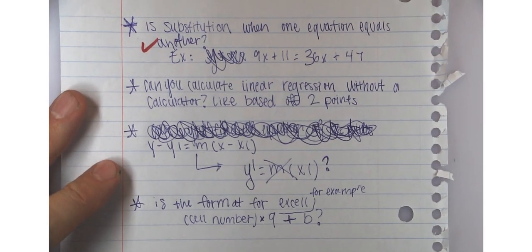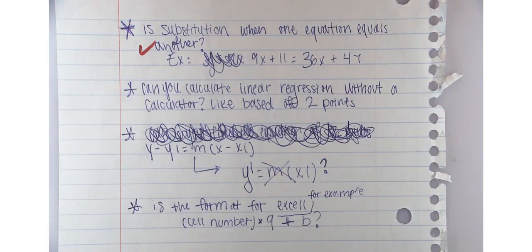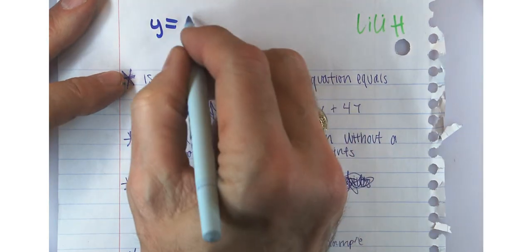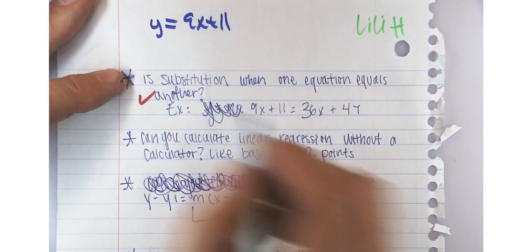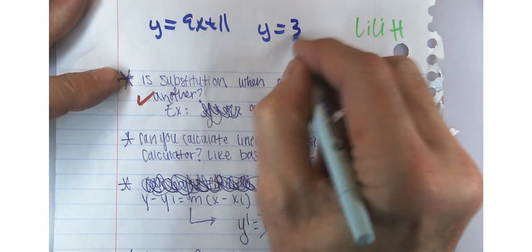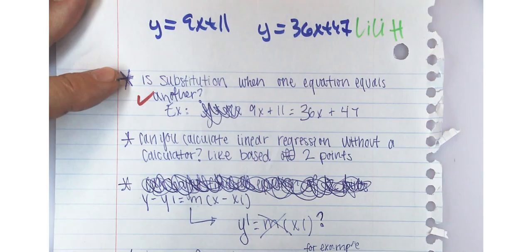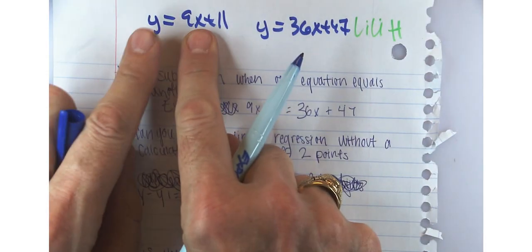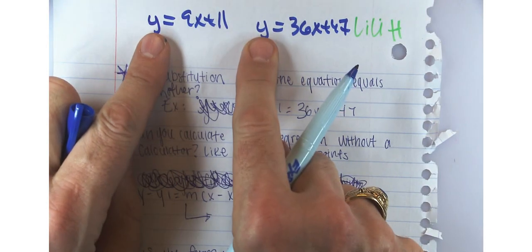Yeah, so the question was, is substitution when you set those equations equal to each other? Sure. That's what substitution is all about. You can do this in a lot of different ways. So I'm assuming that you start out with a system of equations like this. y equals 9x plus 11 and y equals 36x plus 47. Assuming that, then yeah, you can take this expression here, which is y, and substitute it in there, and then solve for both of them.